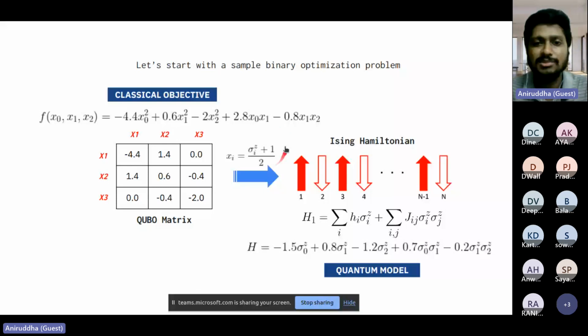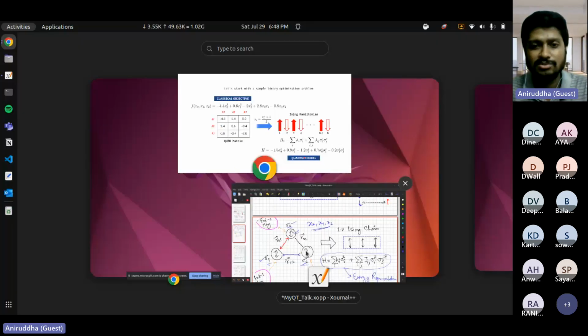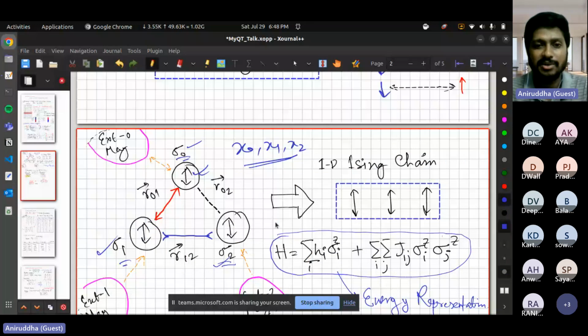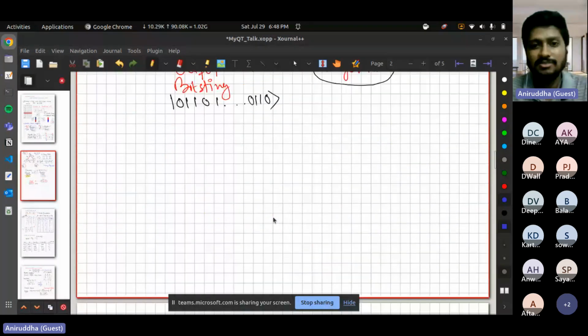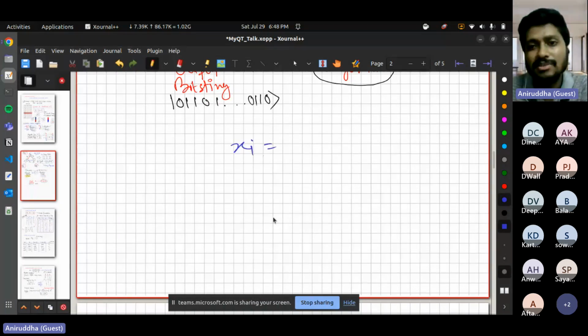Now, what is this mathematical transformation all about? You had an expression and now you have this expression, and I'm saying this is a quantum native model. How can this be a quantum native model? Let's go back to the slides, this notepad again. I'm a bit confused how you got the sigma and x relationship. Sure. You can see the formula we are using, xi equals sigma i^z plus 1 by 2.